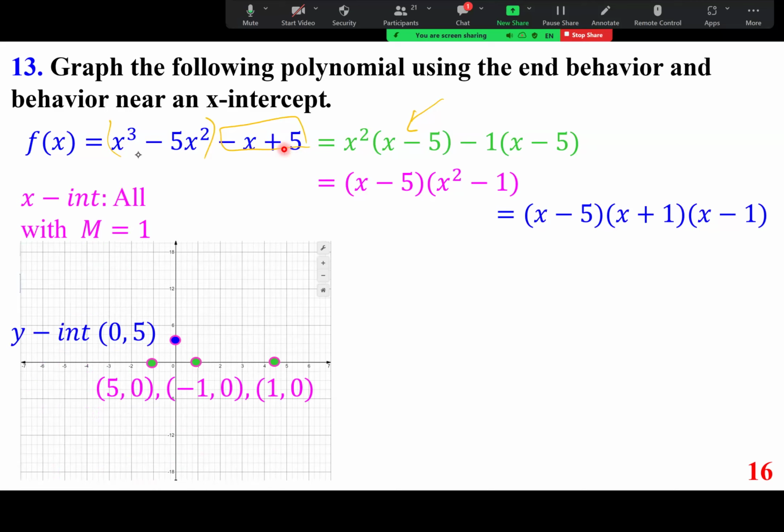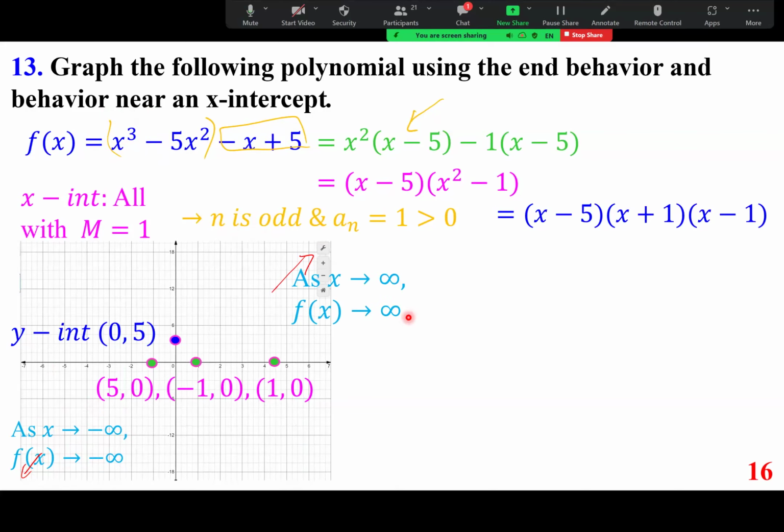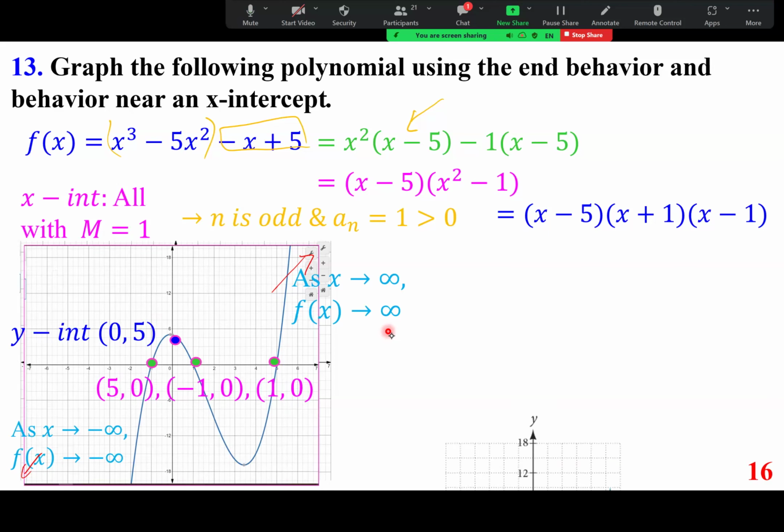So notice, going back again to the original one, if you look at the leading term, a sub n, that one is 1 and it's positive, and the leading term's exponent is odd, so it ultimately looks like x cubed, which means we are talking about the following end behavior, the first and the third quadrant. So we write when x goes to negative infinity, f of x goes to negative infinity, that means the third quadrant. When x goes to positive infinity, f of x goes to positive infinity, that also means the first quadrant. Putting them all together, looking like this, and this is a better looking graph.